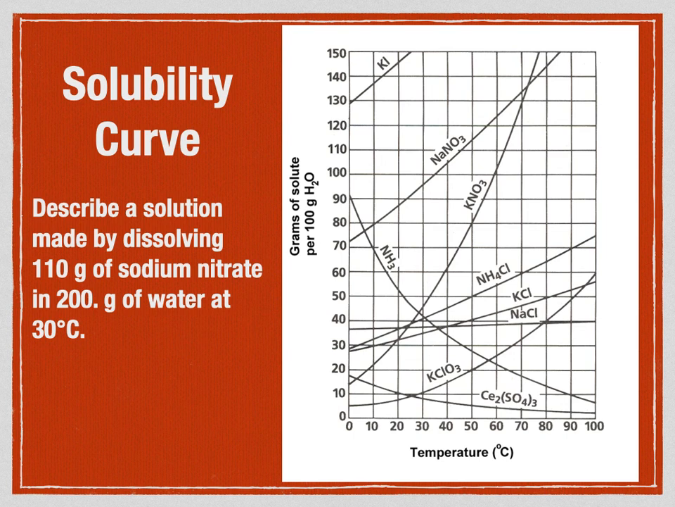Describe a solution made by dissolving 110 grams of sodium nitrate in 200 grams of water at 30 degrees Celsius. So we're going to find sodium nitrate. That's NaNO3. We're going to find that 30-degree temperature mark, and we're going to read up and see what the saturation is, and then we're going to look at that 110 grams. And so the answer to this question is asking you to identify whether this is saturated, unsaturated, or supersaturated. So take a second, pause the video, and jot an answer down.